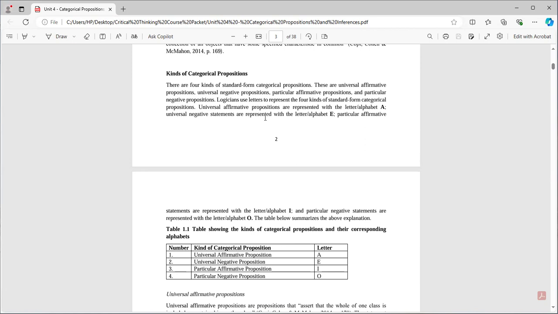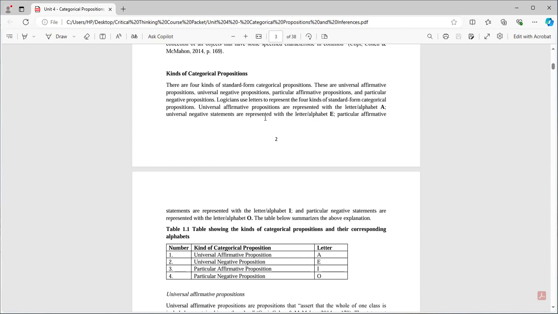There are only four, none more than four. We have universal affirmative proposition. That makes a claim that members of the subject class all belong to the predicate class. All students are thieves. And then universal negative proposition makes a claim that all members of the subject class are excluded from the predicate class. No students are thieves.